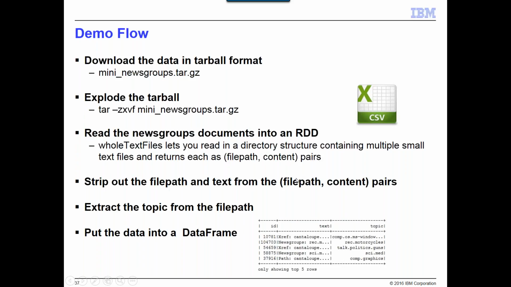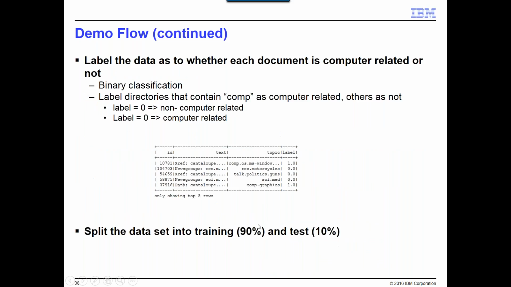We're going to have to extract information out of it, because out of that pair we're going to extract the file path and then the content, and then we're going to put them in a data frame. We're going to use the data from the file path to label our data, because we saw it had whether it was comp or non-comp in it. So we're going to take data that has the word comp in it and label it as a 1, and those that are non-computer related we will label as a 0.